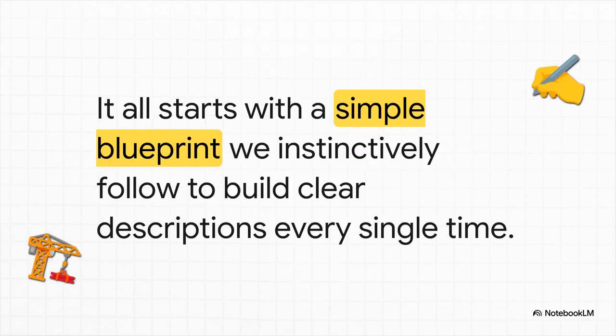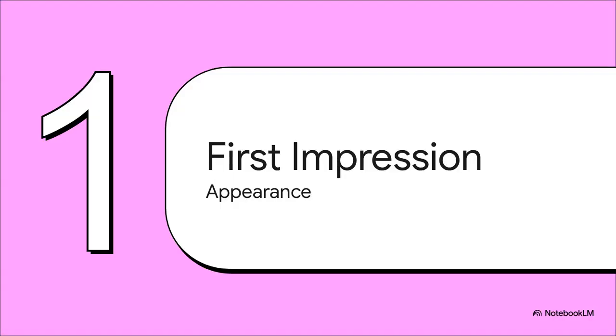You see, there's a pattern, a simple blueprint that we all just instinctively follow. And once you see it, I mean really see it, you can use it to paint these super clear, vivid pictures of people every single time. It's pretty cool. Okay, so first things first, we almost always start with what we can see. It just makes sense, right?